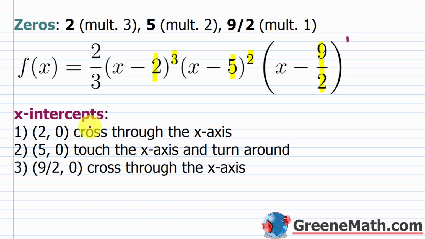So in terms of what's going to happen at your x-intercepts, at 2, 0, you're going to cross through the x-axis. That's because this 0 of 2 has an odd multiplicity. The multiplicity is 3. Then at 5, 0, we're going to touch the x-axis and turn around. If we look at this one again, this is 5 for the 0. The multiplicity is 2. That's an even multiplicity, so that's why that's happening. Then at 9 halves, 0, we're going to cross through the x-axis. And that's because this 0 of 9 halves has a multiplicity of 1. That's odd. So here's our graph.